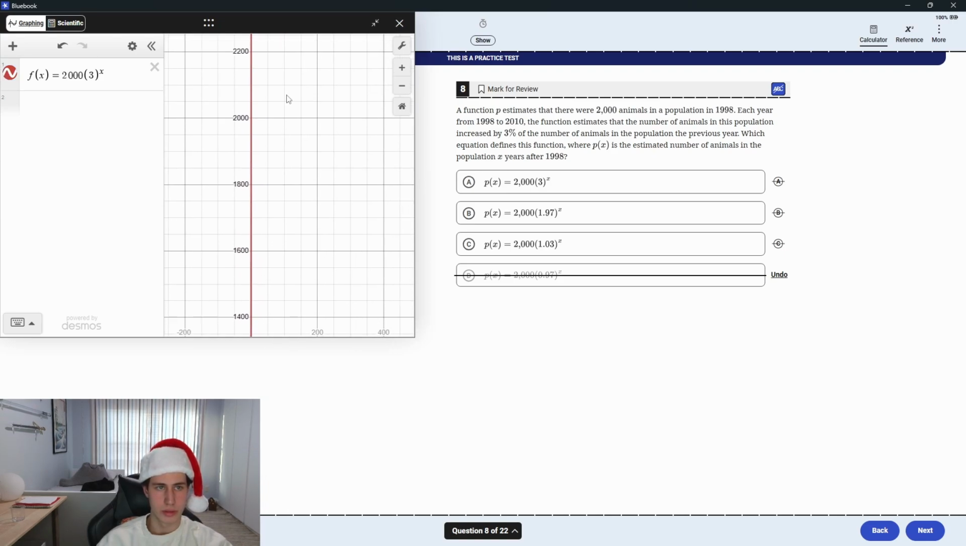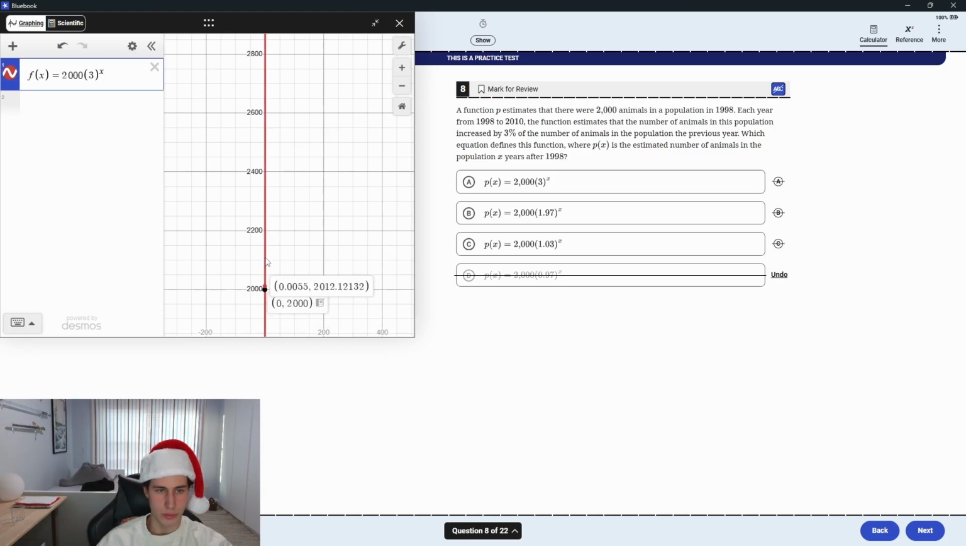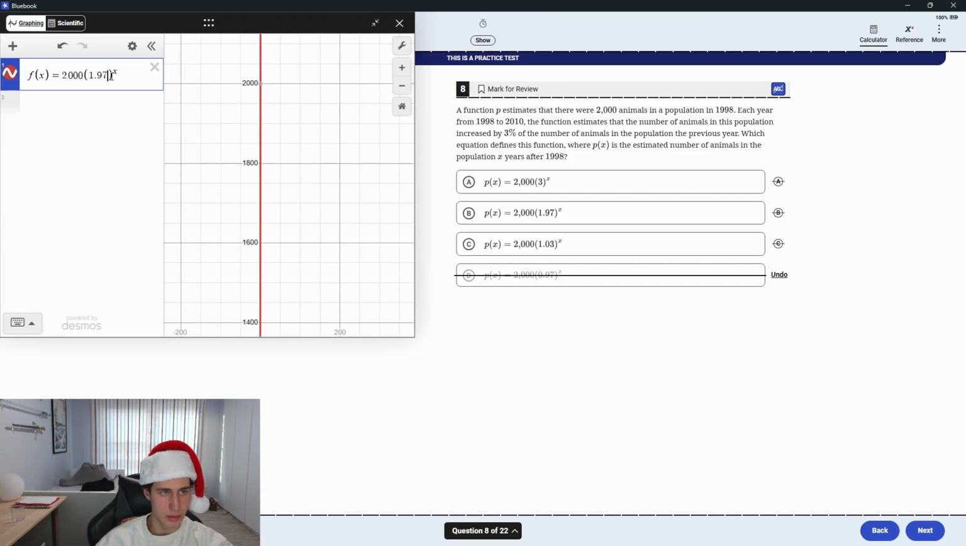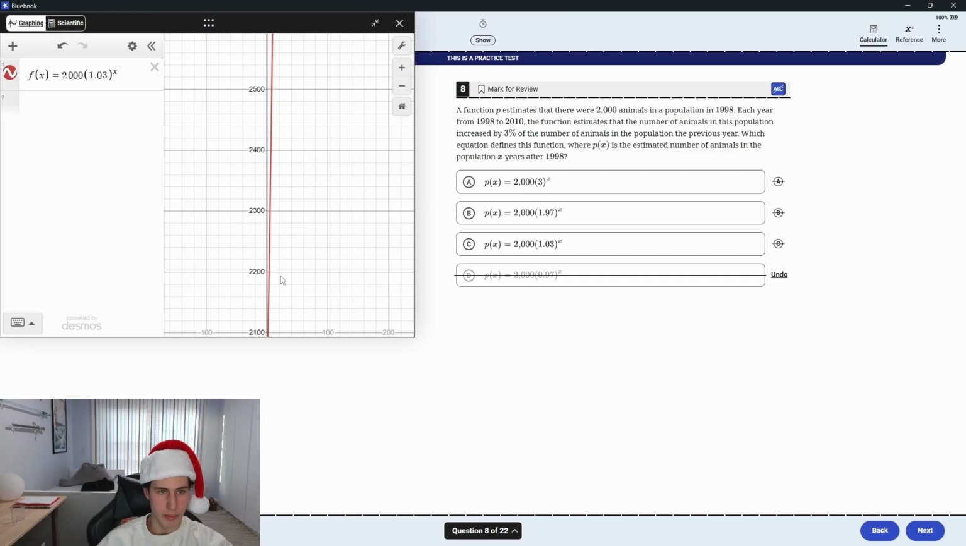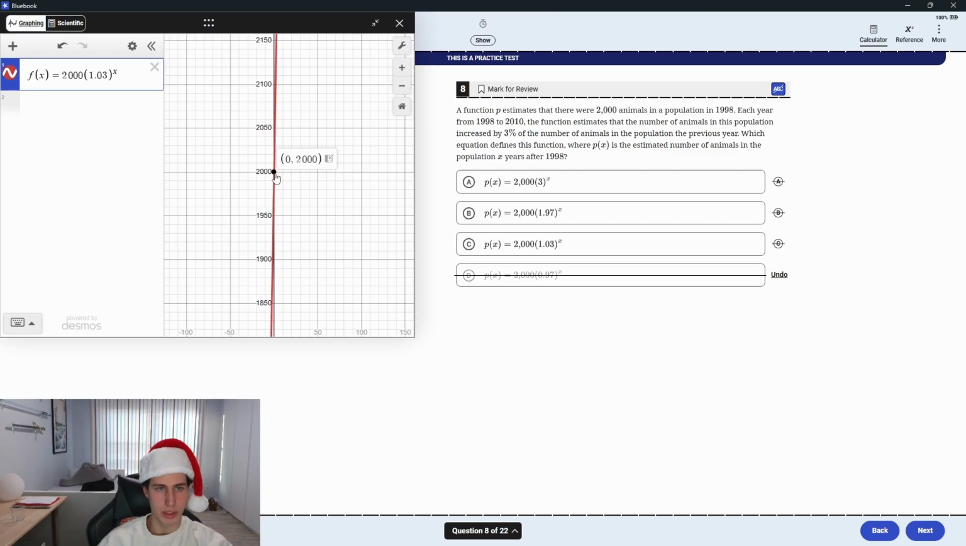So here, we'll look at here. Yeah, it's increasing way more than 3%. So we can do 1.97 to check. This is also increasing by a lot. So this one looks more natural, increasing by about 3%. Yeah, so this would be our correct answer, 1.03.